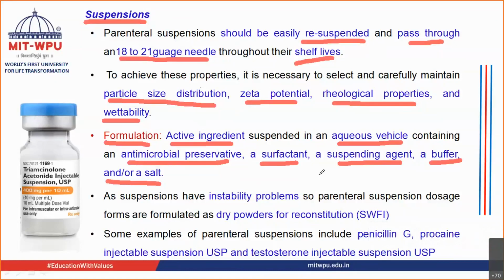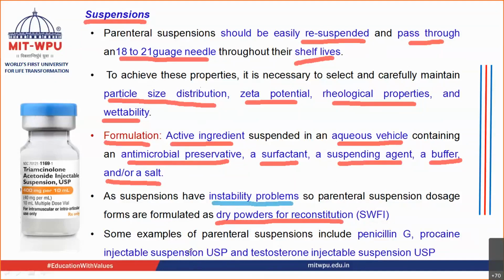Now, suspensions have an instability problem. You very well know that suspensions are unstable in nature. In such cases where the suspensions are not stable, you can convert your product into a dry powder for reconstitution. If you add sterile water for injection to this dry powder, it can be converted into a suspension, and then that suspension can be given to the patient. That is if there is an instability problem inside the suspension.